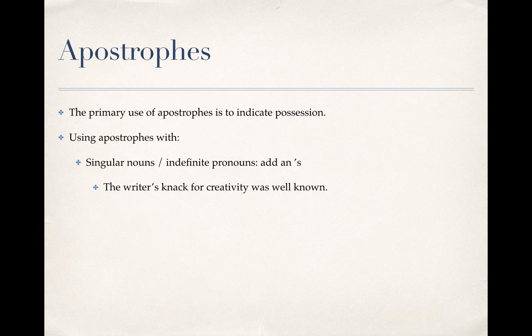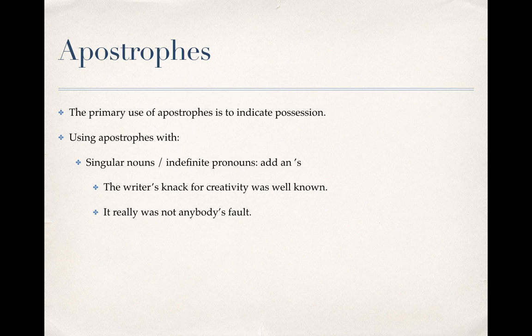When you use an apostrophe with a singular noun or an indefinite pronoun, you add an apostrophe S. So in a sentence like this, the writer's knack for creativity was well known. So you have a singular noun, writer. This writer possesses a knack, so you add an apostrophe S. The same with this sentence. It really was not anybody's fault.